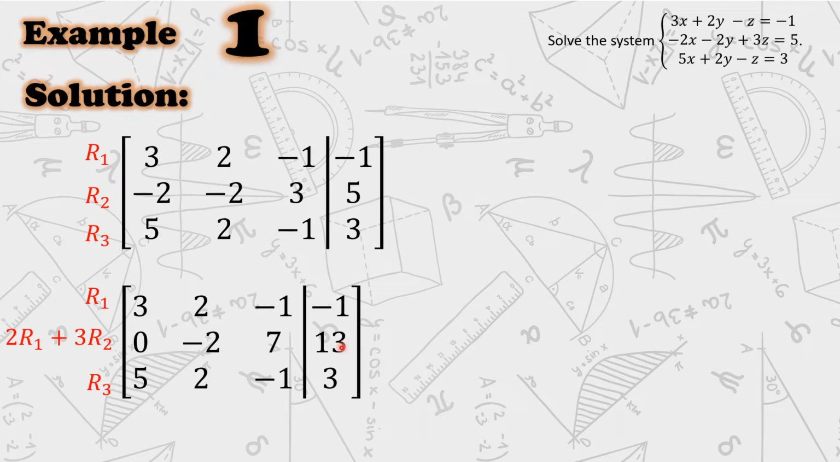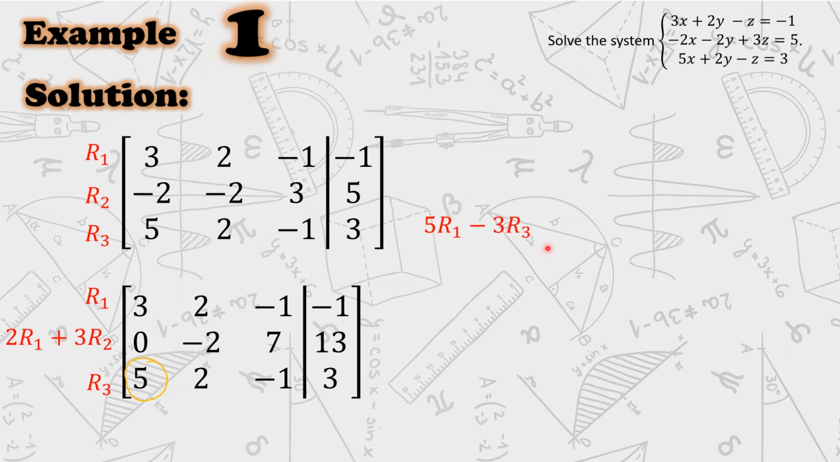And the second row on the constant matrix, we have 2 times negative 1, that is negative 2, plus 3 times 5, that is 15. So we have negative 2 plus 15. We have 13. Next, we need to have the third row first column element to be 0. And to do that, we will have the operation 5R sub 1 minus 3R sub 3.